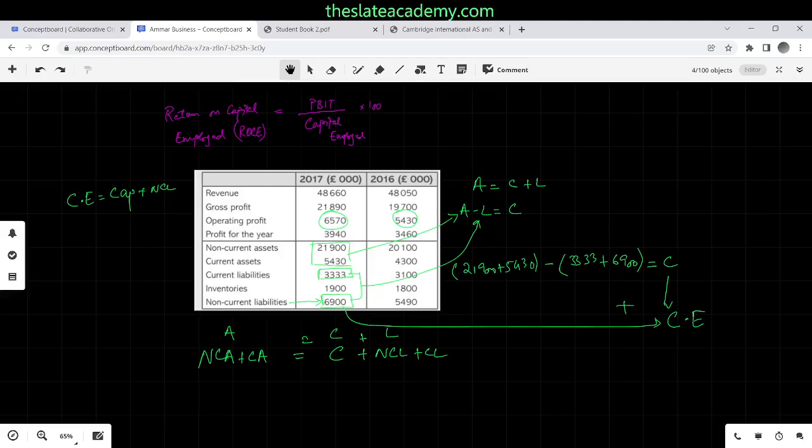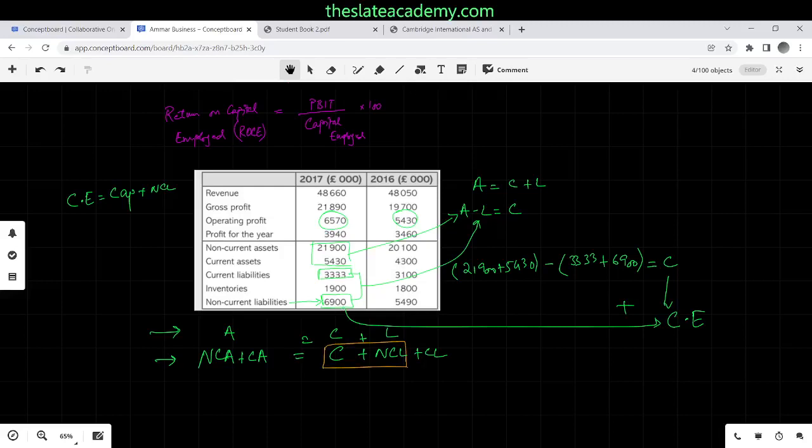Right, Amar? Do these two lines make sense to you? Yeah. Okay. Capital minus liability? No. Now this part is just the capital employed.